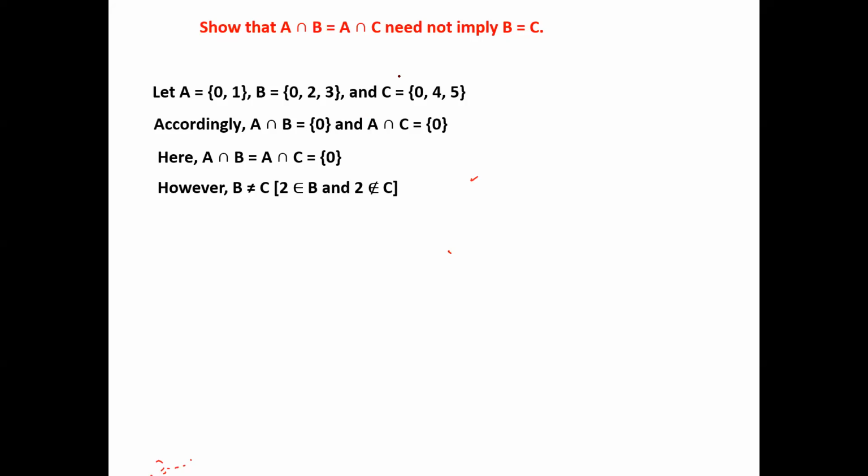We are given an example. To prove something is not true, it is enough if you give an example. So in the exam, in the rough column, we can try with some example and check. For example, here A intersection B is 0, A intersection C is also 0. But that does not mean B is equal to C.